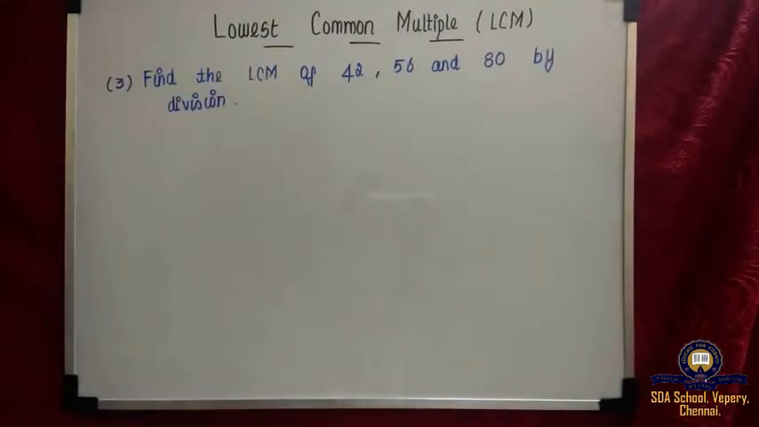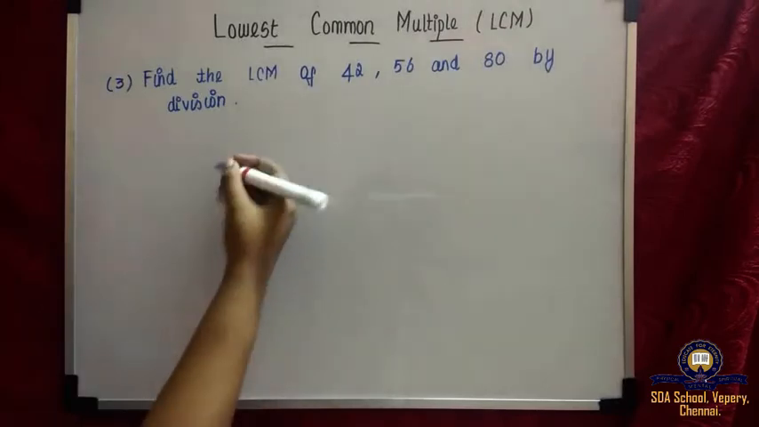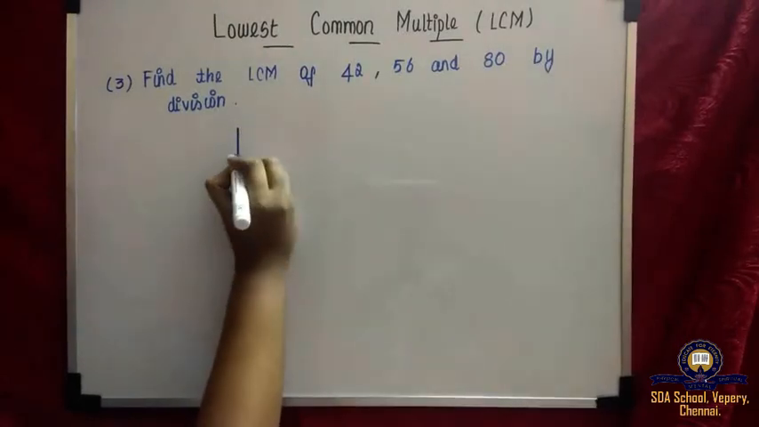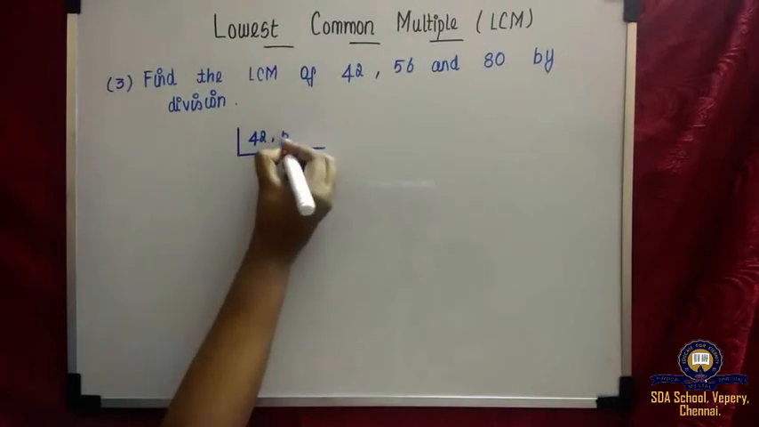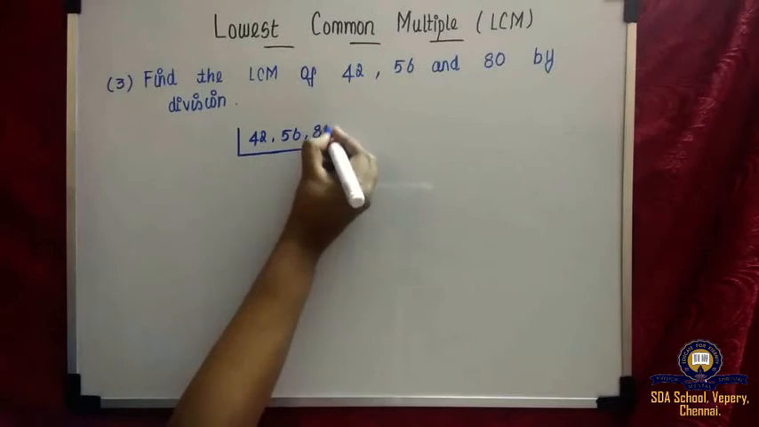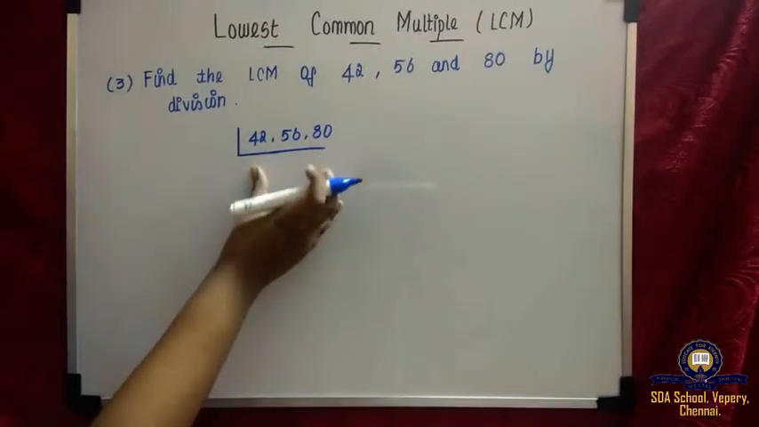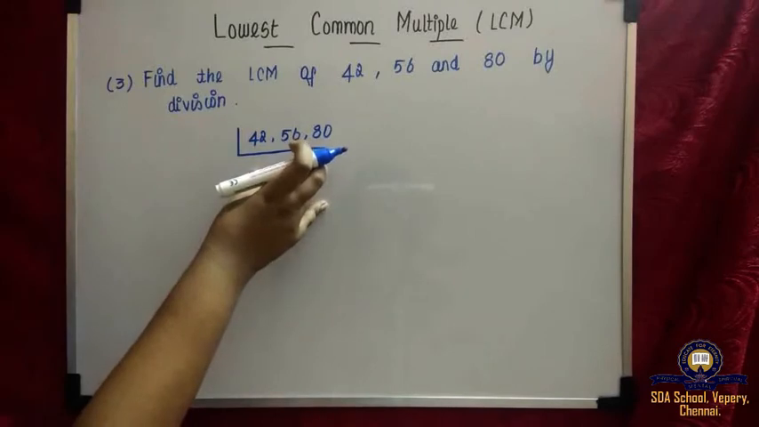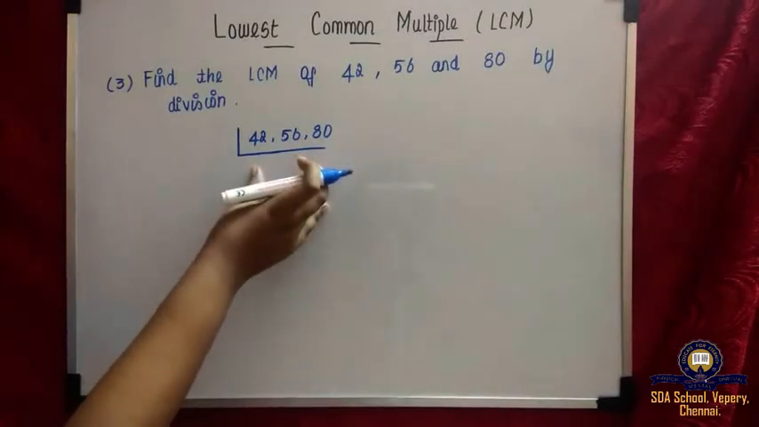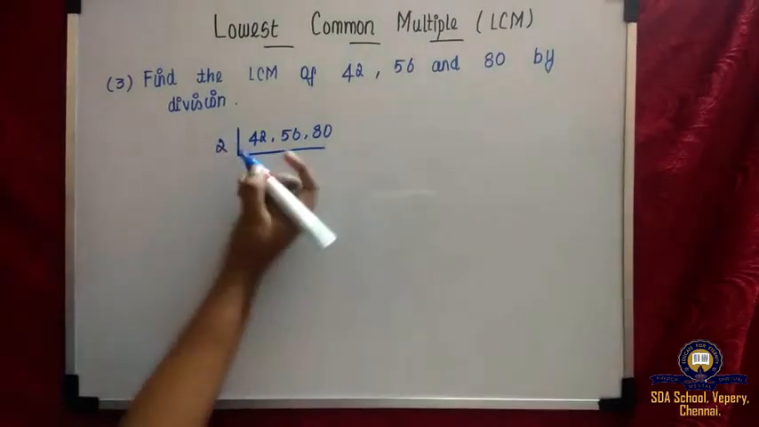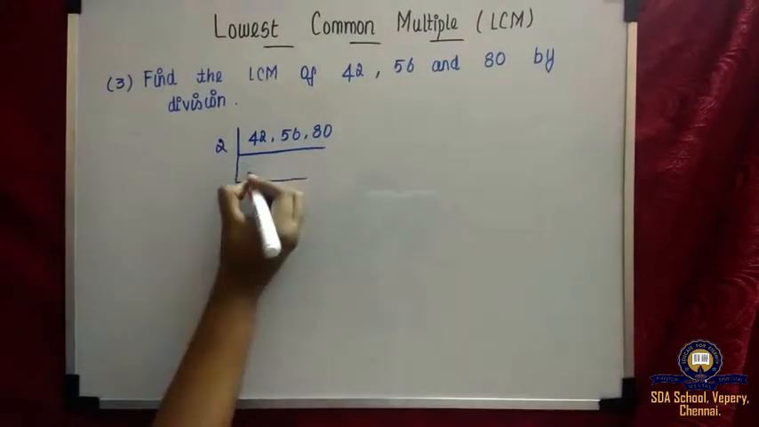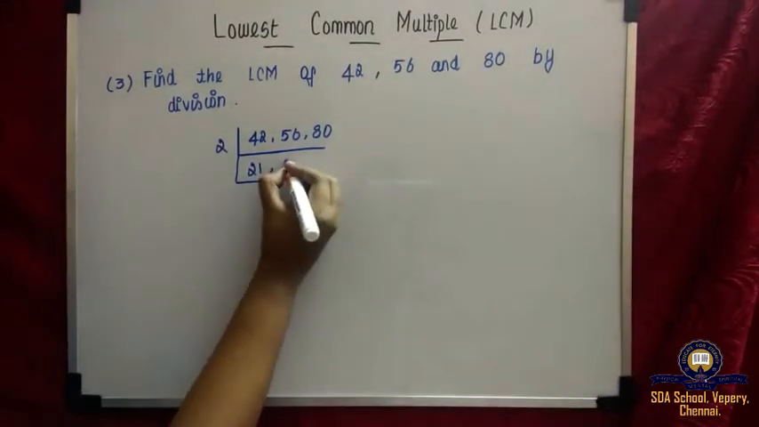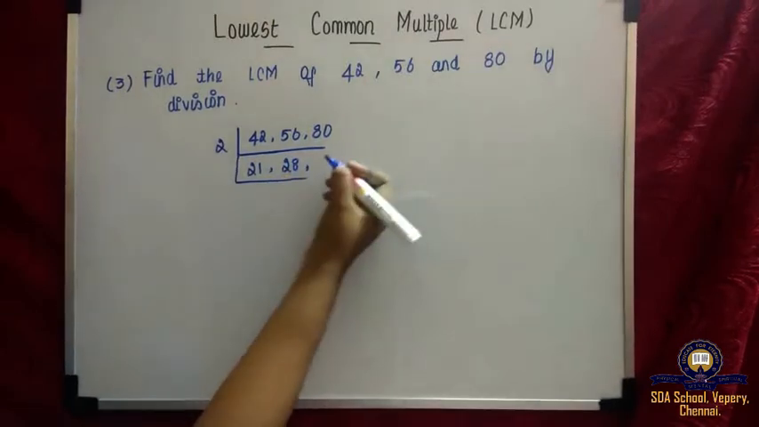Find the LCM of 42, 56 and 80 by division. So for division, you have to write like this: 42, comma 56, comma 80. So in these three numbers, what will be the common factor? Yes, it will be 2, right? All these numbers go in the 2 table. 2 21s are 42, 2 28s are 56, 2 40s are 80.